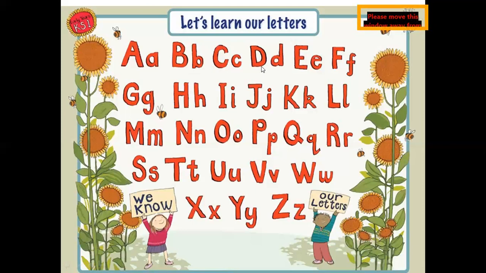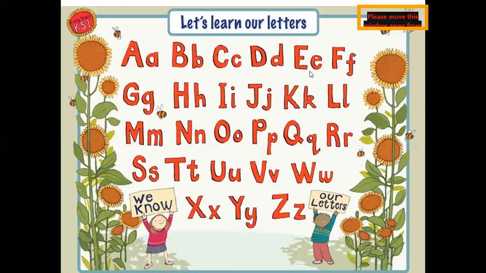Our next letter is D. This one is the uppercase D and this one is the lowercase d. D, dog. D, deer. D, daddy. Understood? Now, after D, our next letter is E. This one is the big E and this one is the small e.